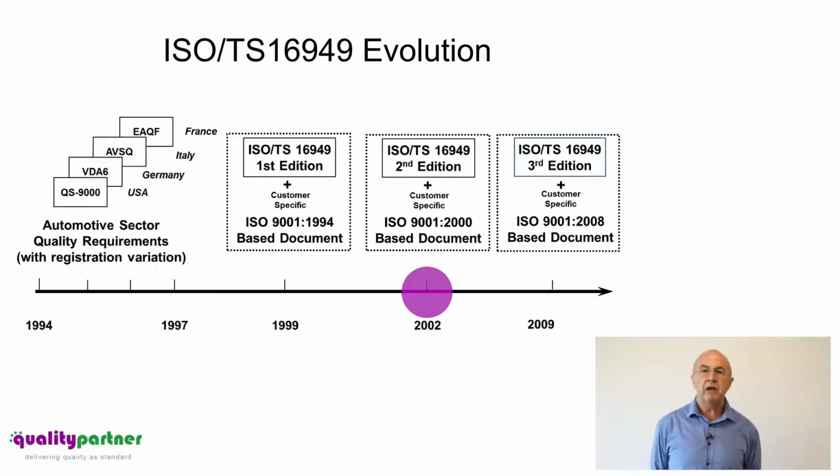Then we saw the revision of ISO TS in year 2002. That was the second edition. And then in 2009, we saw the third edition of ISO TS 16949. All of these were based upon the relevant version of ISO 9001. And all of these required an organisation not only to understand the requirements of ISO TS 16949, but also to understand customer-specific requirements, which are additional to the ISO TS 16949 requirements.